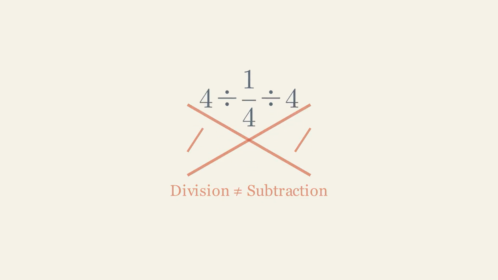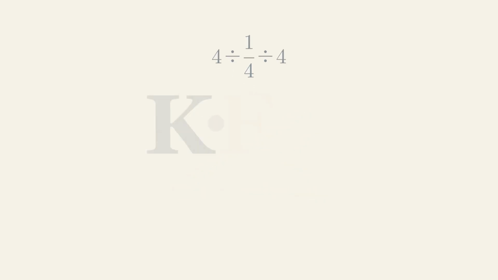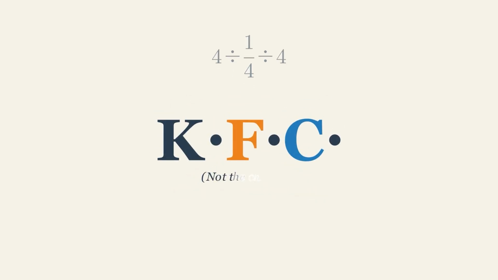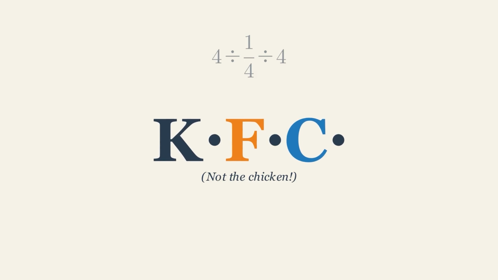To solve this, we need a secret weapon from the kitchen, the K.F.C rule. To divide by a fraction correctly, we use the K.F.C method. It stands for keep, flip, change. Let's apply it to the first part of our problem, 4 divided by 1/4. Step 1, keep. We keep the first number, 4, exactly as it is.